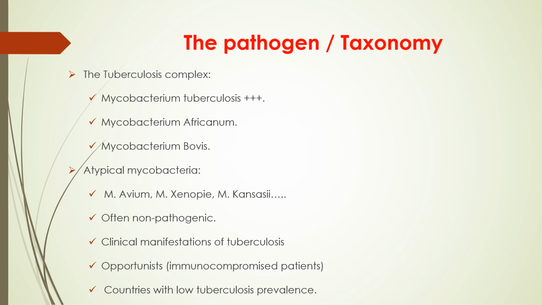So what is the pathogen responsible for this disease? We have the tuberculosis complex and mostly Mycobacterium tuberculosis. We have also some other mycobacteria like Africanum and bovis, and what we call atypical mycobacteria: Avium, Xenopi, Kansasii. They are often non-pathogenic. Persons may present with clinical manifestations of tuberculosis, and they occur among patients who have immunodepression or in countries with low tuberculosis prevalence.